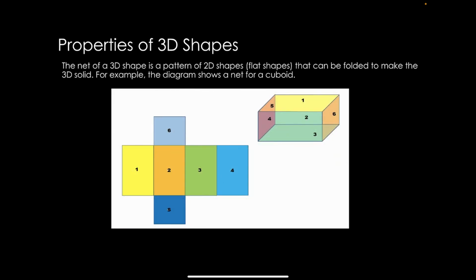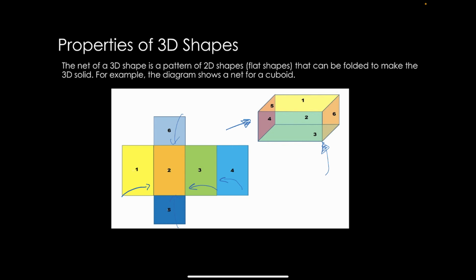For example, we've got here the full solid of a cuboid and then the net version. Now if you can imagine building up the sides to create this shape here, that's what a net is. It's basically all the sides attached together to create that 3D shape.